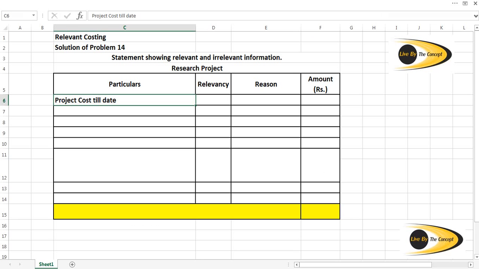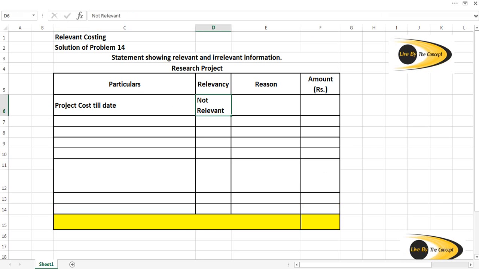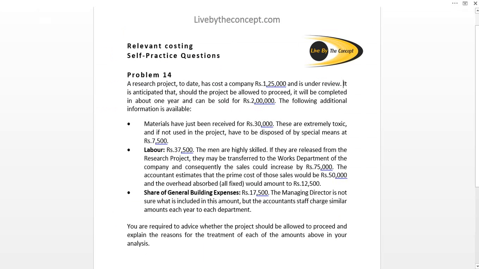So we have project cost till date, which is not relevant. The reason is that it's a sunk cost, and in the amount column we will have nil. Let us go for the next amount. It is anticipated that should the project be allowed to proceed, it will be completed in about 1 year and can be sold for rupees 2 lakh. That means if I go for the research project, it is possible for me to have a cash inflow of rupees 2 lakh. So this cash inflow is considered to be relevant revenue.